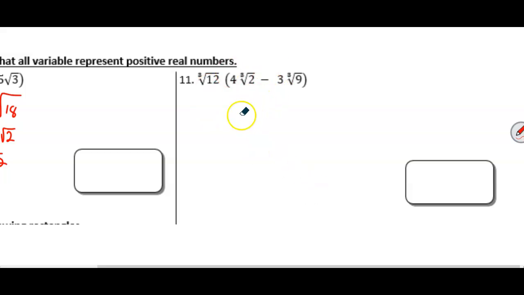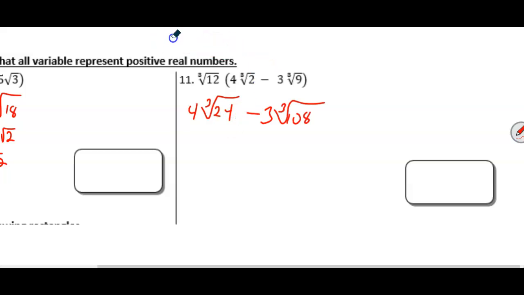Over here, same thing. So 4 cube root of 12 times 2 is 24. And then right here, distribute the cube root of 12 over here, so 3 cube root of 108. Now we've got to break this apart.